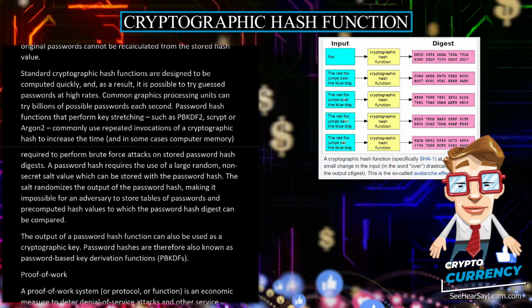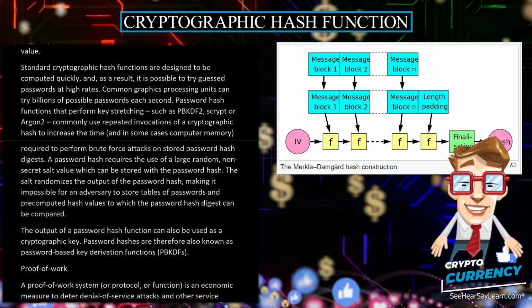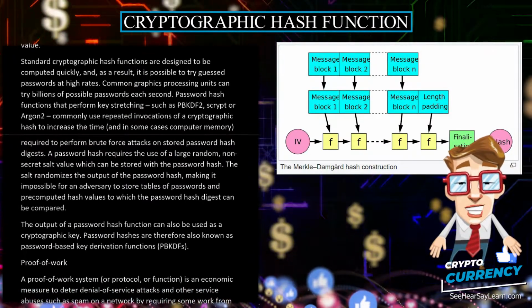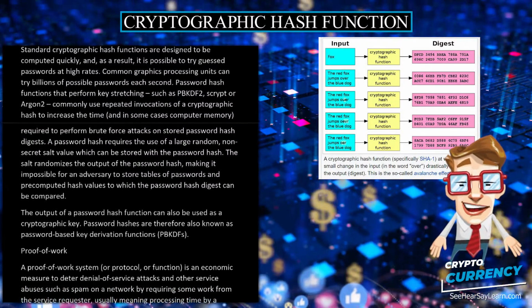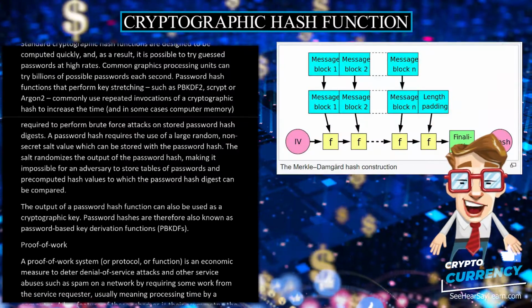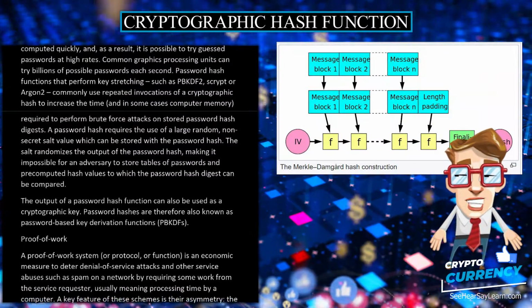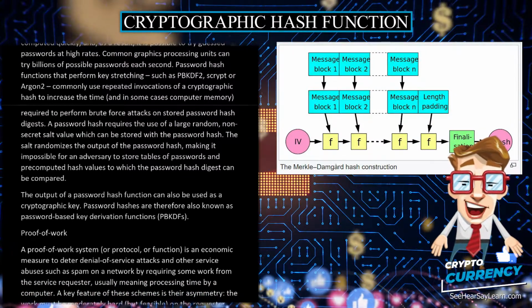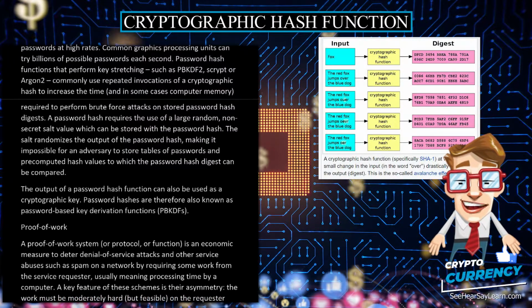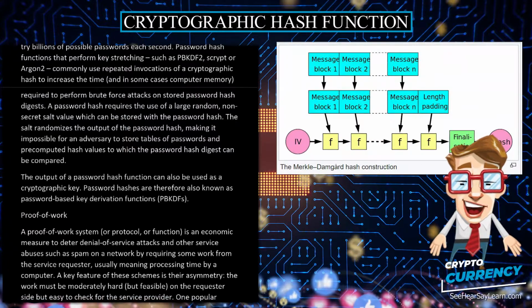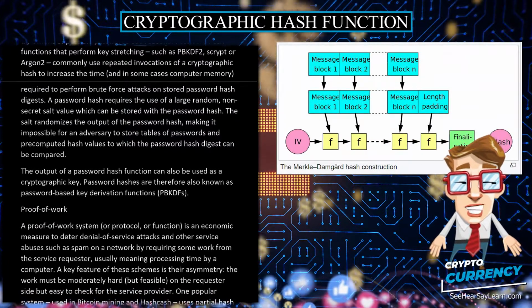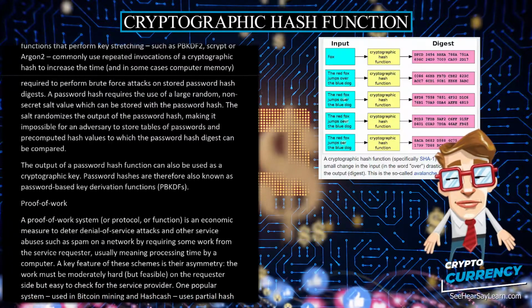Proof of work. A proof-of-work system, or protocol, or function, is an economic measure to deter denial-of-service attacks and other service abuses such as spam on a network by requiring some work from the service requester, usually meaning processing time by a computer. A key feature of these schemes is their asymmetry. The work must be moderately hard, but feasible, on the requester side but easy to check for the service provider.